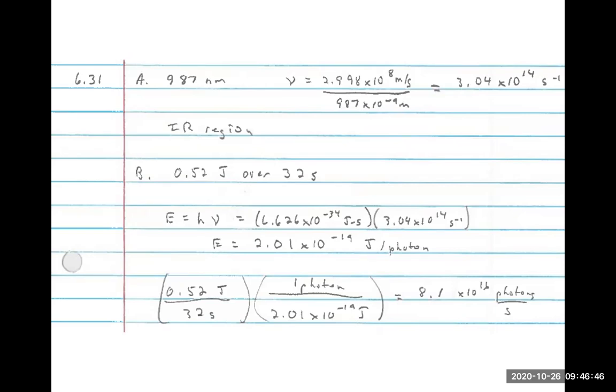Well, now what we need to do is get our units changed a little bit, because we have an energy value where we say 0.52 joules over 32 seconds. And we know that one photon gives us 2.01 times 10 to the minus 19 joules. So by flipping that arrangement, we now get our joules to cancel. So we see, once again, by looking at dimensional analysis and getting our units, because we said we wanted to wind up in photons per second, we know we have to invert that joules per photon value to get joules to cancel out, and now we're going to have units of photons per second. And then we can just go ahead and do the math on that.